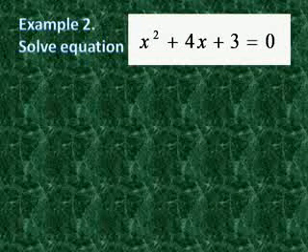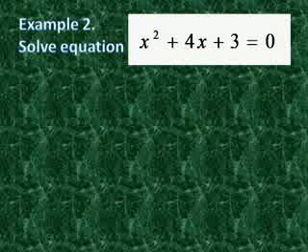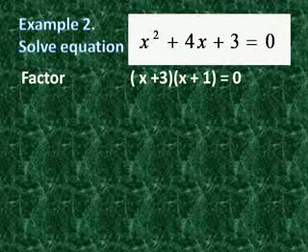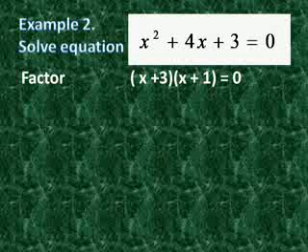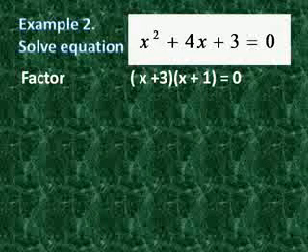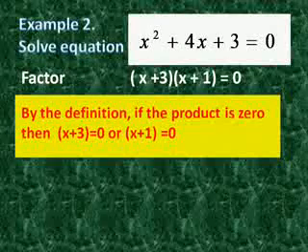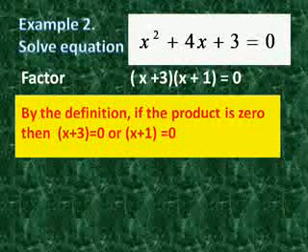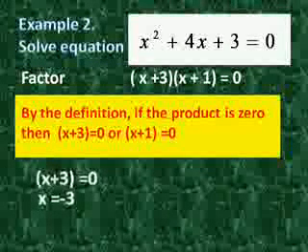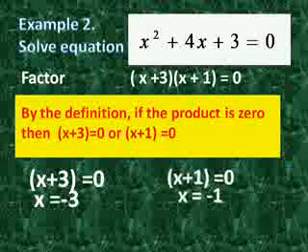Example number 2. Solve the equation x squared plus 4x plus 3 equals 0. You have to factor the trinomial. When you factor this trinomial, you will end up with x plus 3 times x plus 1 equals 0. By the definition, if the product is 0, then x plus 3 is 0, or x plus 1 is 0. If x plus 3 is 0, then x is negative 3. If x plus 1 is 0, then x is negative 1.